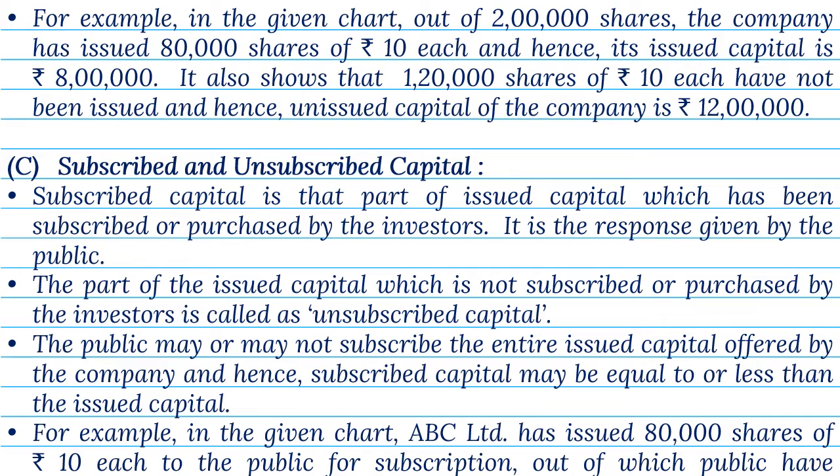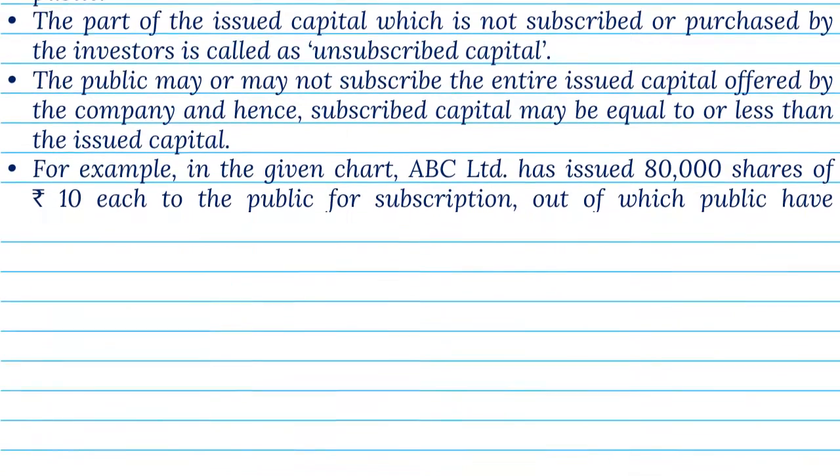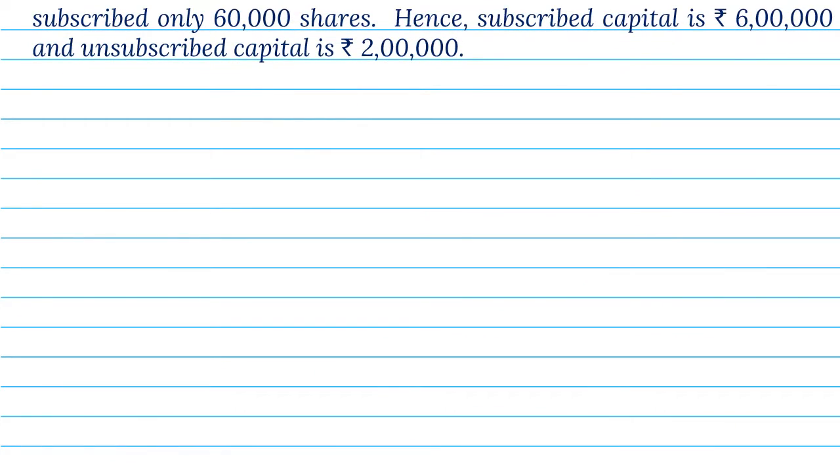For example, in the given chart, ABC Company Limited has issued 80,000 shares of rupees 10 each to the public for subscription, out of which public have subscribed only 60,000 shares. Hence, subscribed capital is rupees 6 lakhs and unsubscribed capital is rupees 2 lakhs.